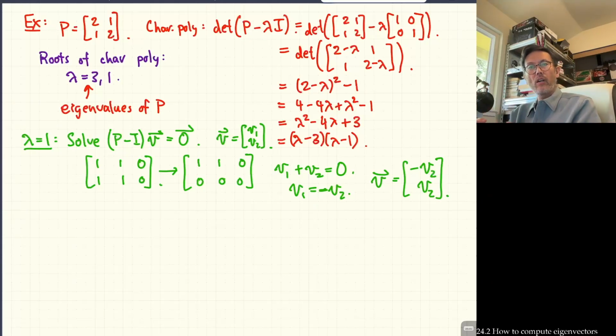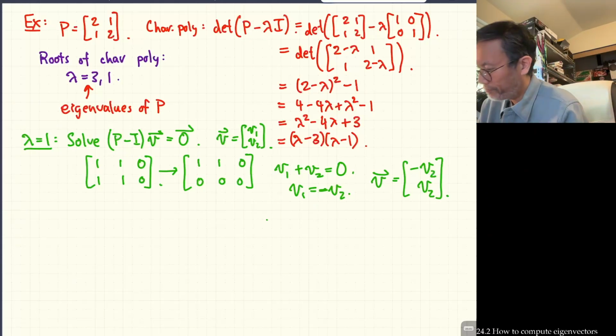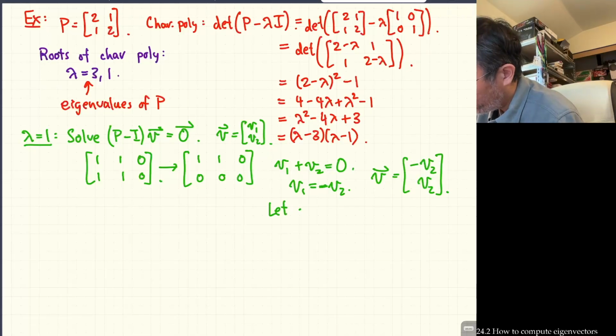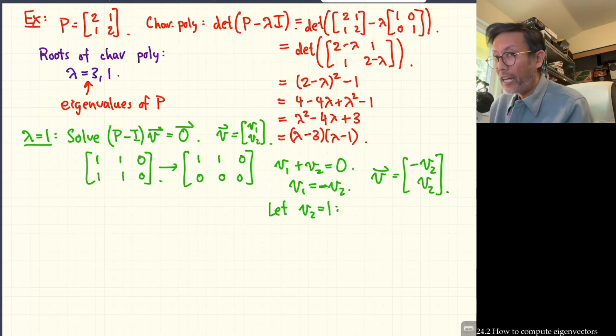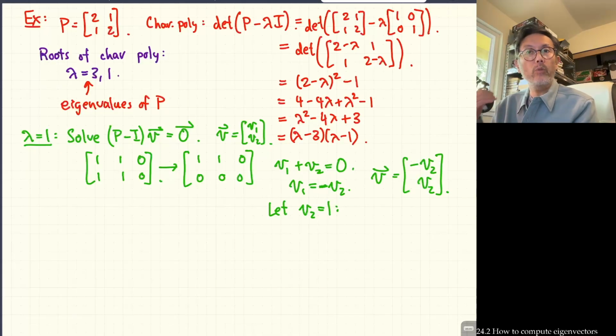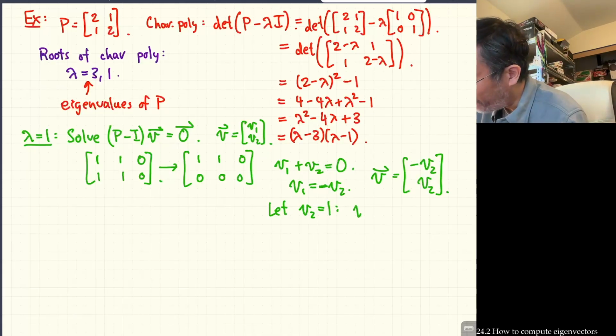So in particular, I can let V2 be 1. I could let V2 be 2. I could let it be 18,000 if I want to. And those would all be eigenvectors. But if in particular I let V2 be 1, then I get V equals the eigenvector -1, 1. That's my eigenvector that I'm going to take.